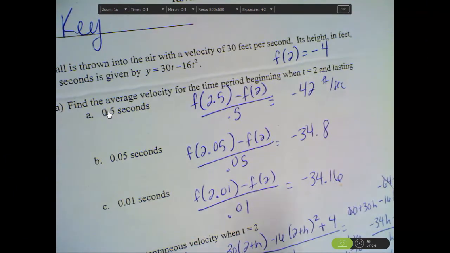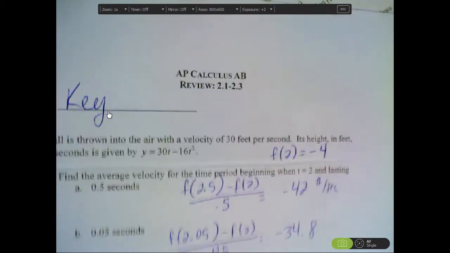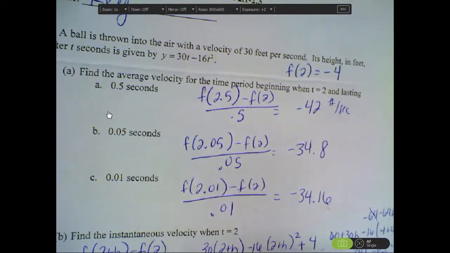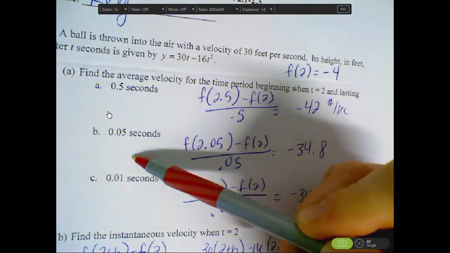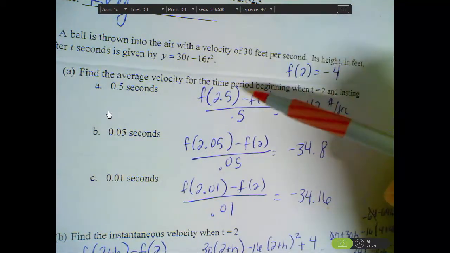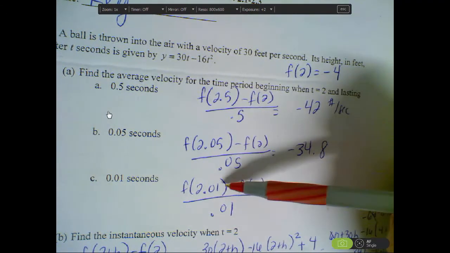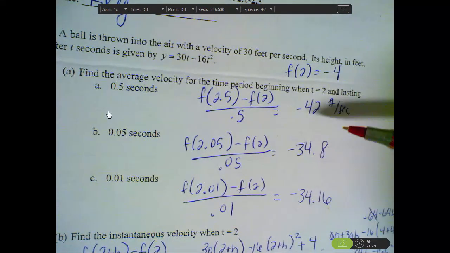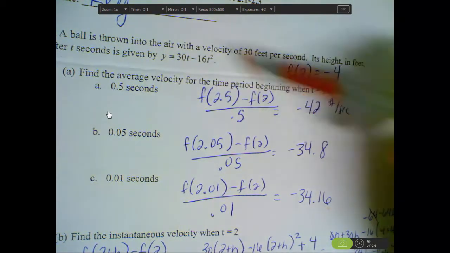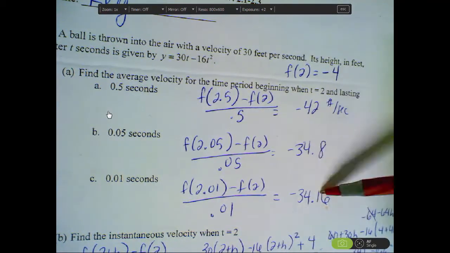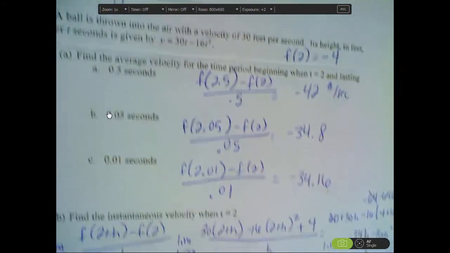This is the answer key to your first review for the quiz. Basically, for the first question, you're just finding the slope between 2 and whatever the time interval is. So the first one is the slope between 2.5 and 2, second one's 2.05 and 2, third one's 2.01 and 2. And you simply do the calculations by plugging in 2.5 for t and subtracting f of 2. We kind of went over this in class, so hopefully this all makes sense to you.